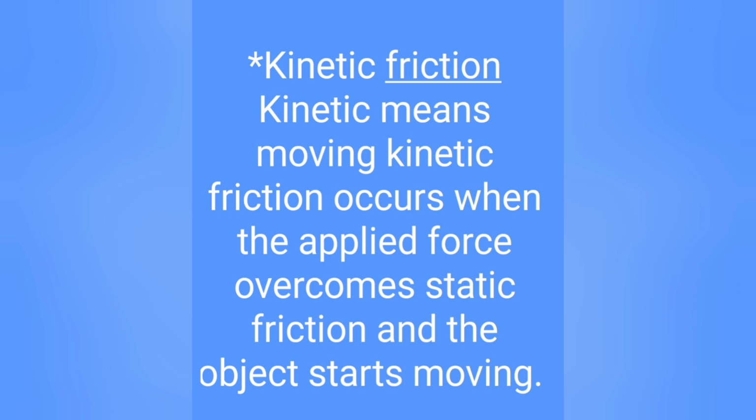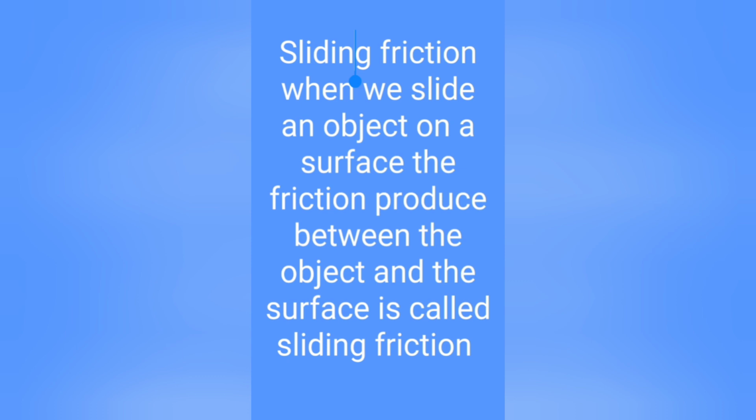Next, kinetic friction. Kinetic means moving. Static means not moving, kinetic means moving. Kinetic friction occurs when the applied force overcomes static friction and the object starts moving. At this point, the value of friction is represented as kinetic friction. It is of two types, sliding friction and rolling friction.